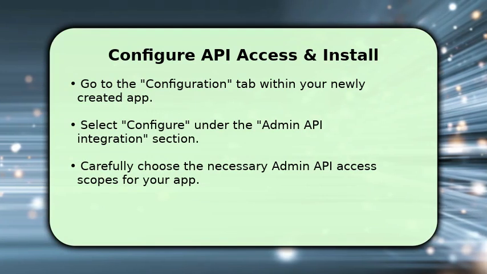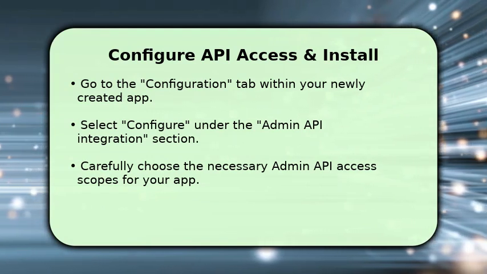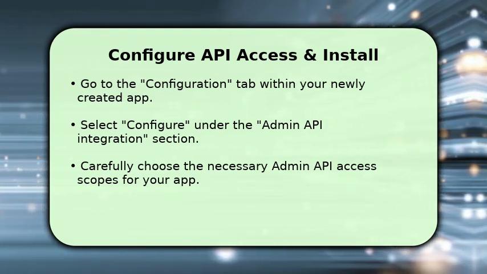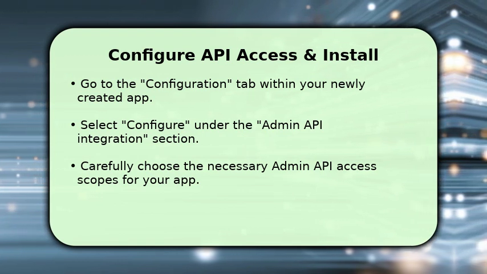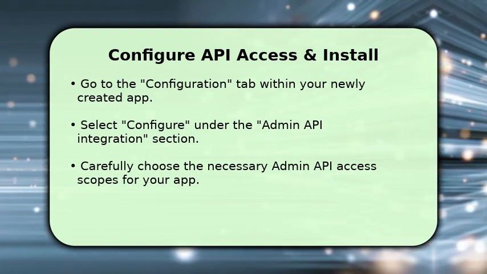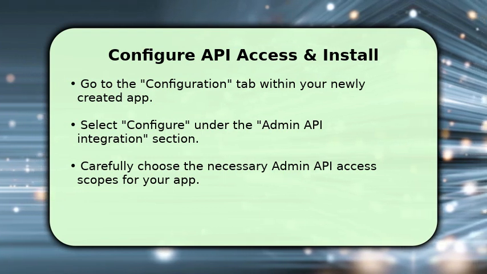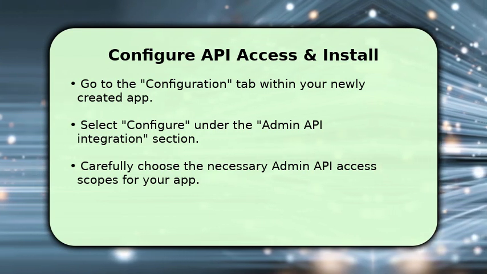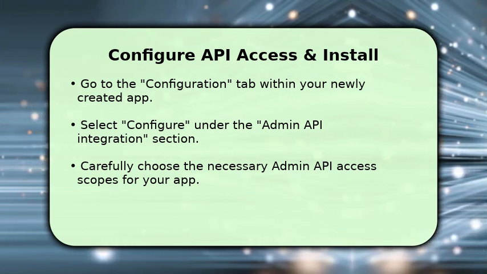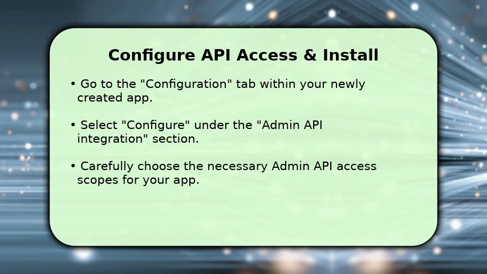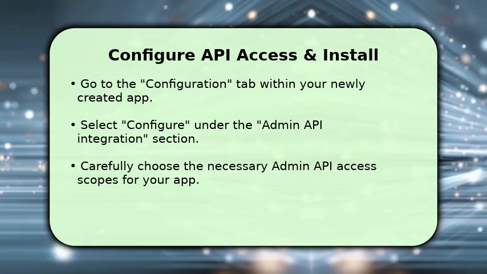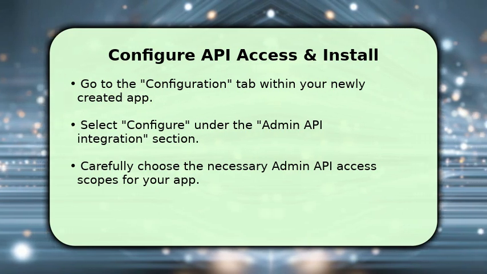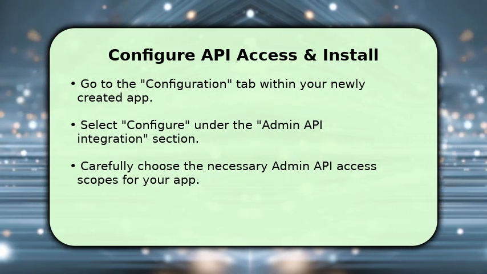With your app created, the next step is to configure its permissions. Navigate to the Configuration tab for your app. Here, you will find the Admin API Integration section. Click Configure. This is where you define what data your app can access and modify. Select only the specific Admin API access scopes that your app truly needs for security. Once permissions are set, click Save and then Install App to complete the setup and generate your access token.